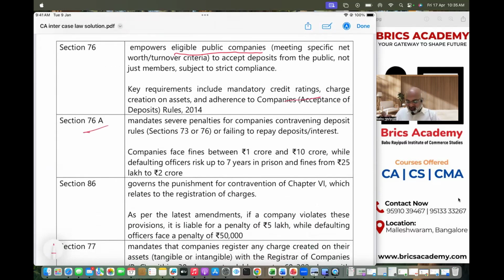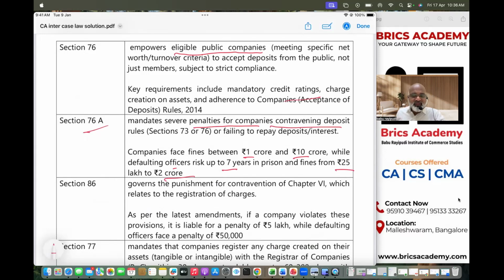Then 76A, which is there in the question, talks about severe penalties for companies that contravene deposit sections 73 to 76. Section 73 talks about deposits raised from members. Section 76 talks about deposits raised from the public by an eligible public company. Section 76A says if you violated 73, where a company can raise money from members, or 76, where a company can raise money from the public, then the company faces fines between 1 crore and 10 crore, while officers will also face up to 7 years imprisonment and fines from 25 lakhs to 2 crores. That means the company is being punished and the officer is also being punished.